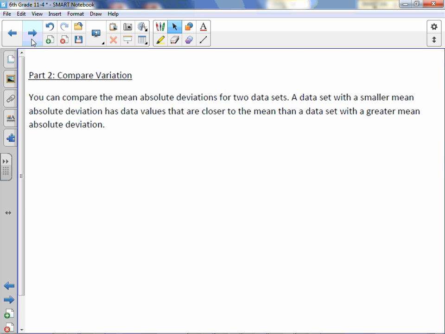We can also compare variations. We can compare the mean absolute deviations for two data sets. A data set with a smaller mean absolute deviation has data values that are closer to the mean than a data set with a greater mean absolute deviation. Also, you can say the data set with the greater mean absolute deviation is more spread out.